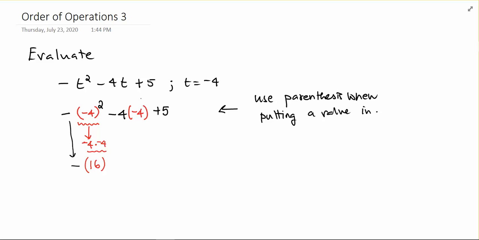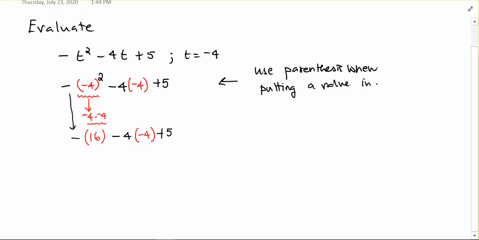And then over here, we still have minus 4 times minus 4 plus 5. Okay, now what? Well, we've done the exponents, so next up is multiplications and divisions, if there are any. In this case, there is one multiplication right here. So let's go ahead and take care of that. 4 times negative 4 is going to give me a negative 16. And I still have a plus 5. And this too is a multiplication in a sense. It's minus 1 really times positive 16. So that's going to give me a negative 16.